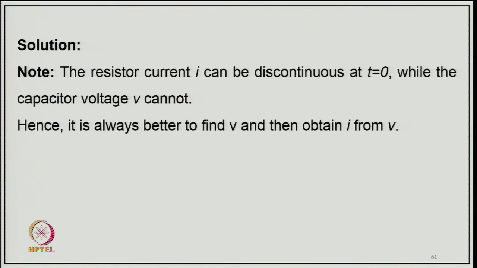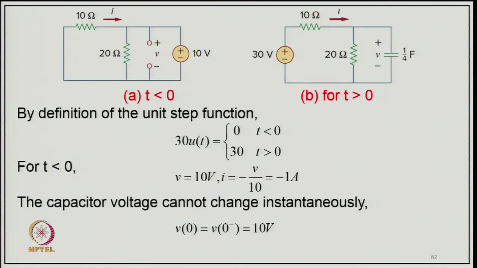Note that the resistor current i can be discontinuous at t equal to 0, while the capacitor voltage v cannot be. Hence it is always better to find v and then obtain i from v. By now you can see both circuits, the closed and the open, and how the circuit changes from one to the other. By the definition of the unit step function, we can define 30 u(t) as 0 for t less than 0 and 30 for t greater than 0.